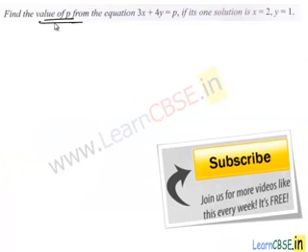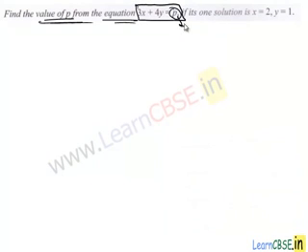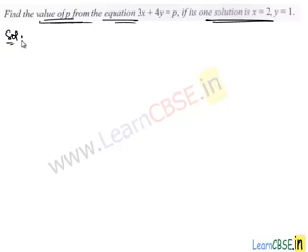Here we have to find the value of p from the equation 3x plus 4y is equal to p. Here p is unknown and we are given a condition: one of the solutions of this equation is x is equal to 2 and y is equal to 1. Let's work out the problem. Here for x is equal to 2 and y is equal to 1, the given equation is true.